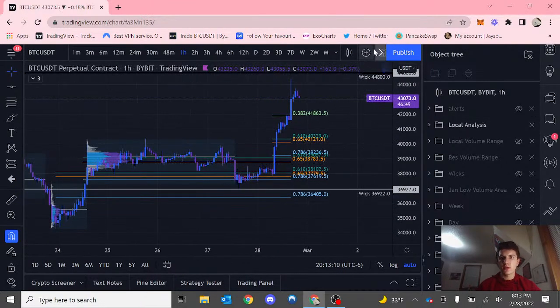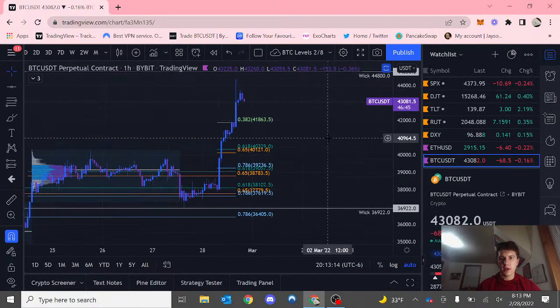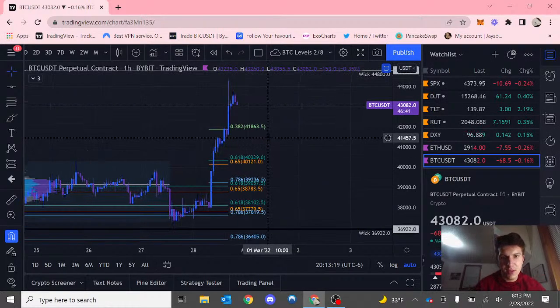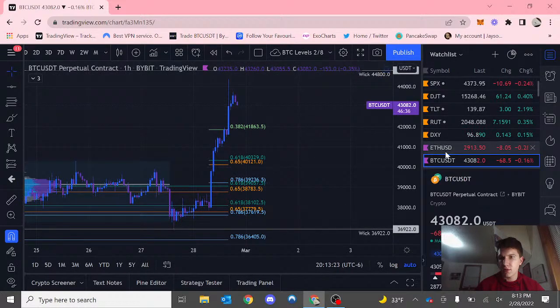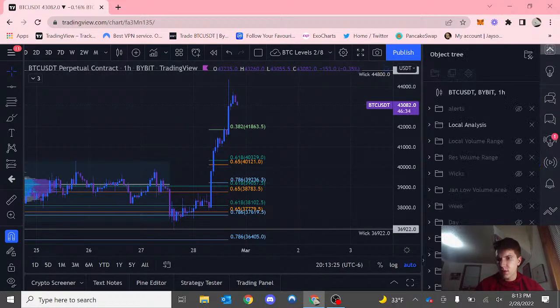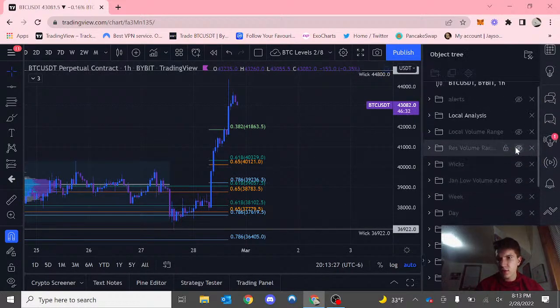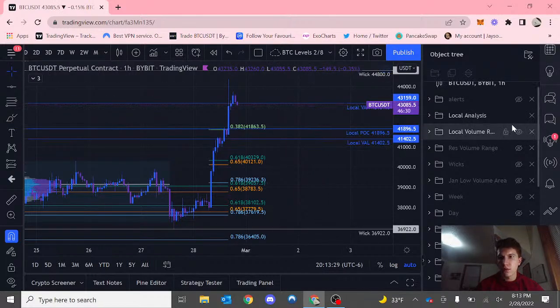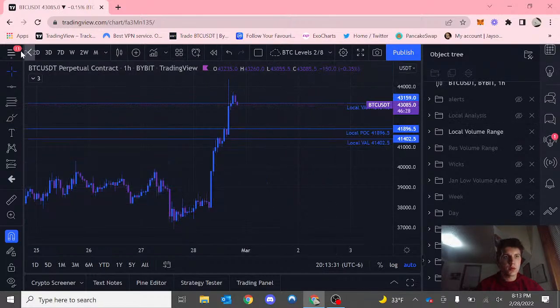So it's kind of what I'm looking at right now, just being patient. I'll take a long if I get divergences on like a 3-minute time frame, even long from there. But yeah, we're kind of coming down right now, so just being patient.